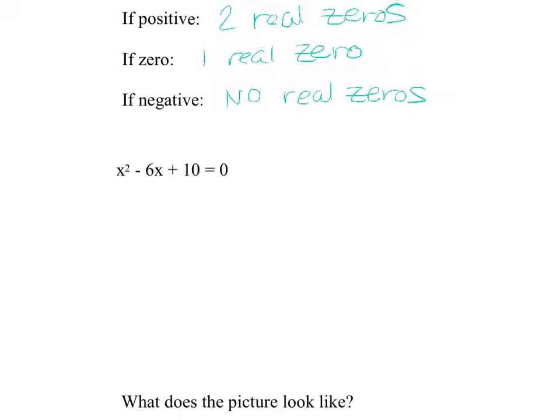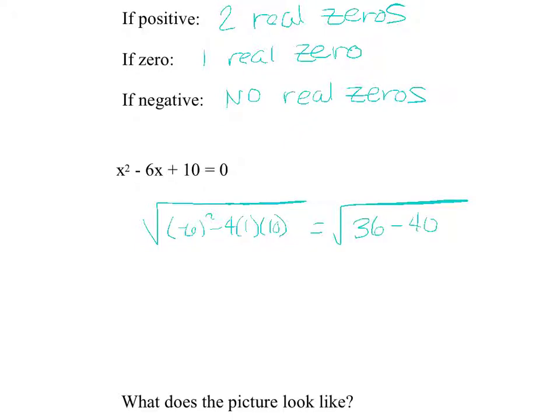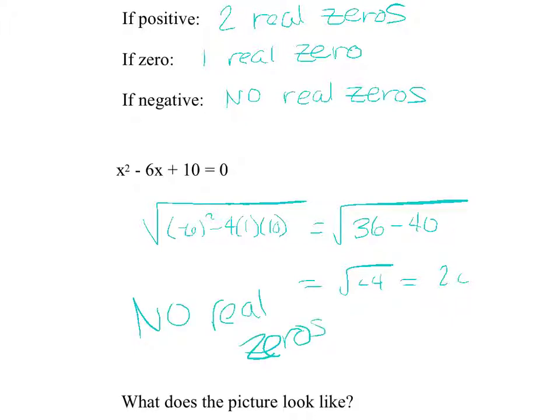So let's look here. For this, I'm just going to look at the discriminant, because I'm just figuring out how many zeros I am going to have. So I have negative, okay, b squared, so it's negative 6 squared, minus 4 times a, which is 1, times c, which is 10. Okay, so that gives me a square root of 36 minus 40. So we have the square root of negative 4, which is 2i. So there are no real zeros. I don't have to do any other work, because the only thing I'm answering right now is that there's no real zeros. I'm not answering what are the zeros, I'm just figuring out how many there are.